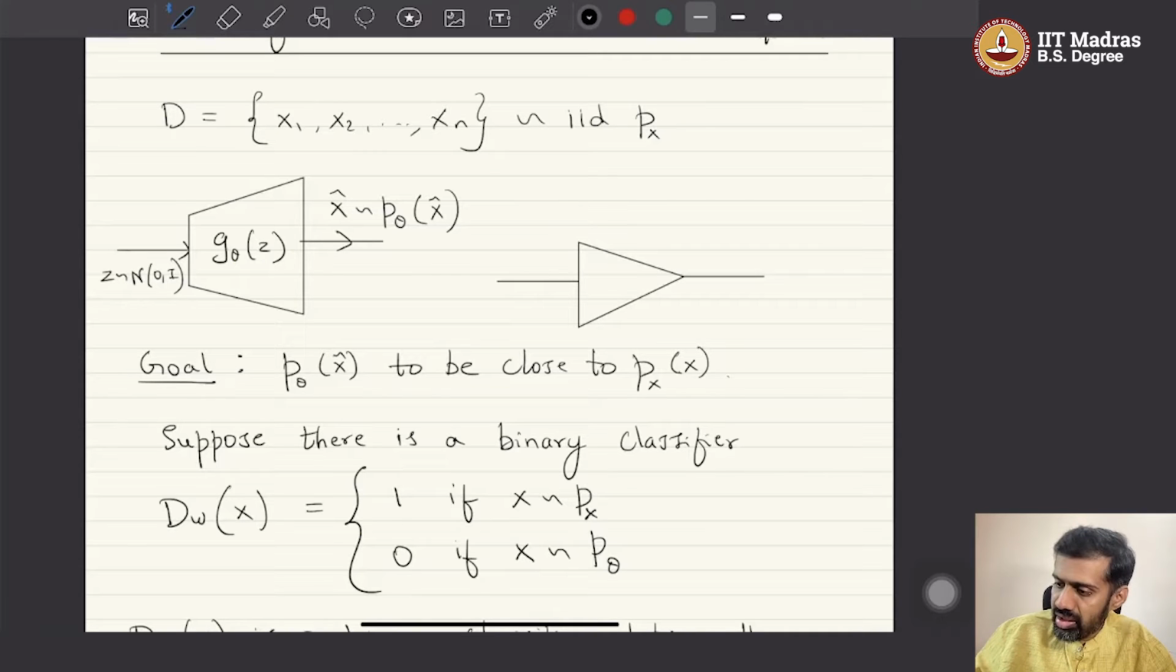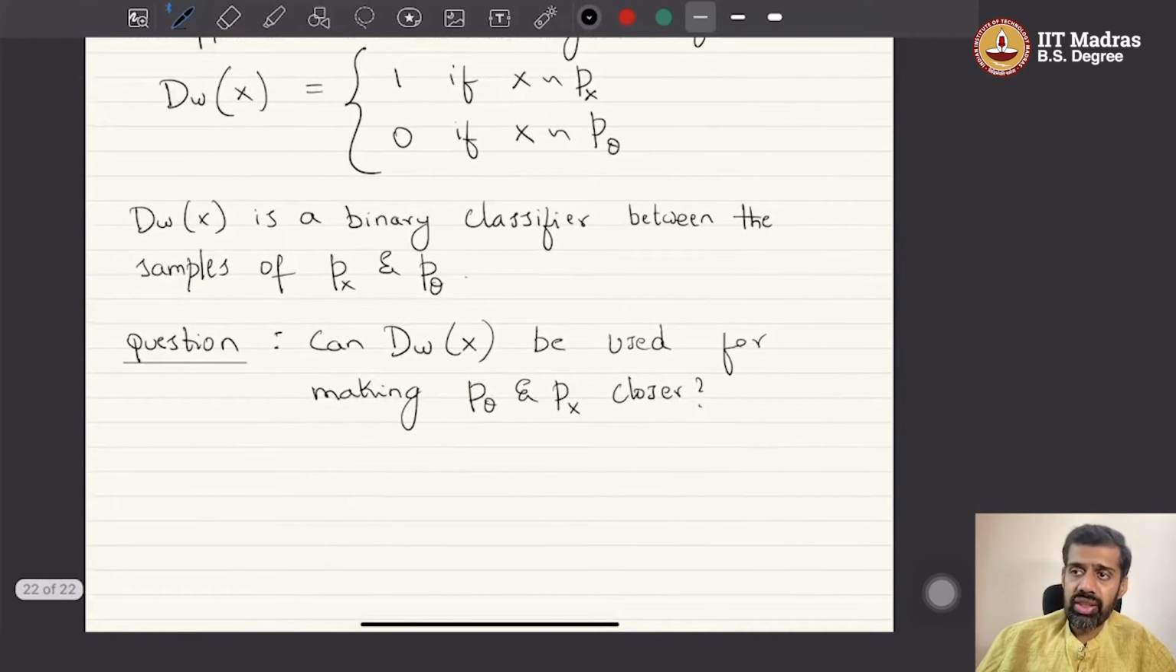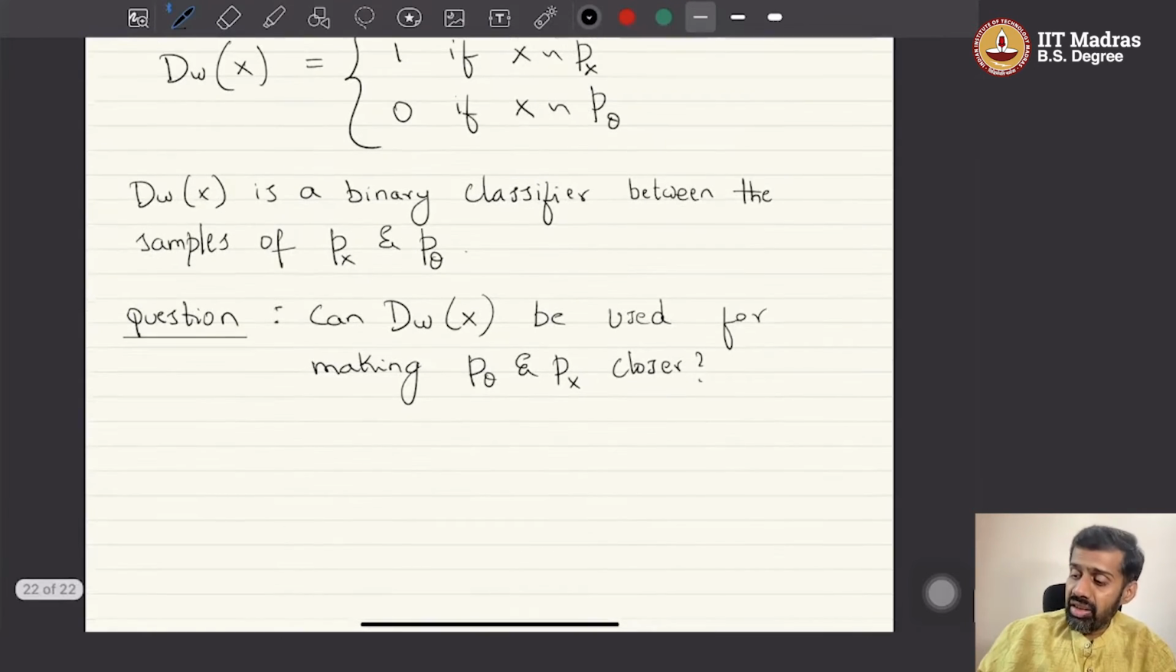So this would take x or x cap both as input, right? D_w of x or x cap, and what this would give is 1 if it is x, 0 if it is x cap. So this is the classifier that we have, right? Now the question is, can this sort of a classifier be used to make p_x and p_theta closer? Okay, it turns out that it can.